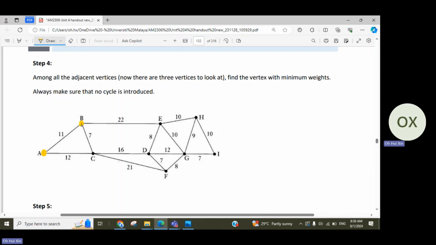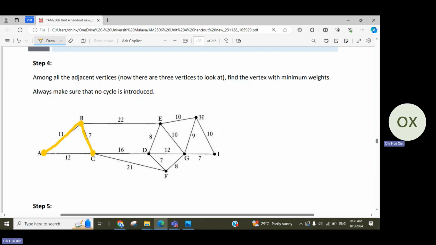Make sure you highlight exactly the same thing as in step 3 first. This is what we have covered just now. Okay, so same thing. Now we have 3 vertices highlighted: A, B, and C. So you need to look at all the neighbors for A, B, and C. The neighbor for A, we have C. The neighbor for B, we have E. The neighbors for C, we have D and F. Okay, so in this case, we are again finding the vertex that is the nearest.